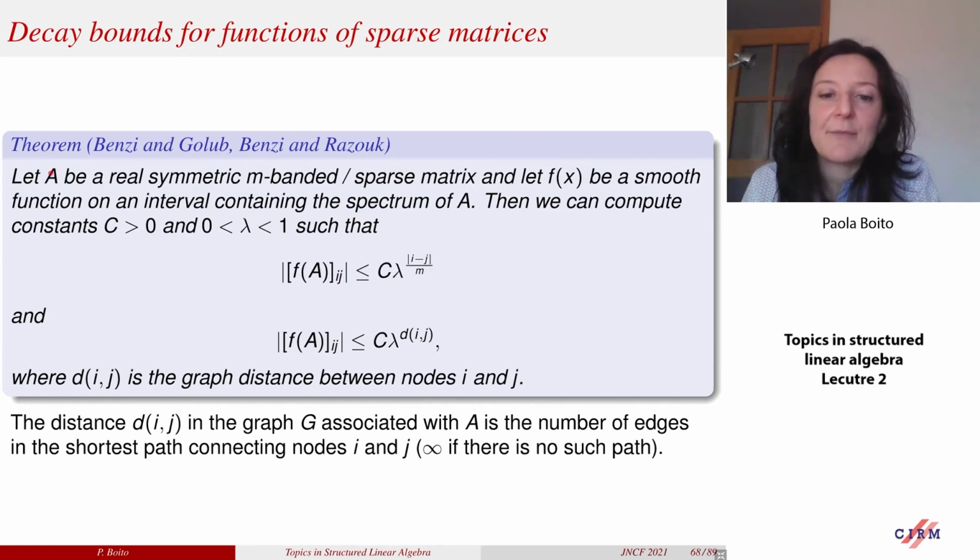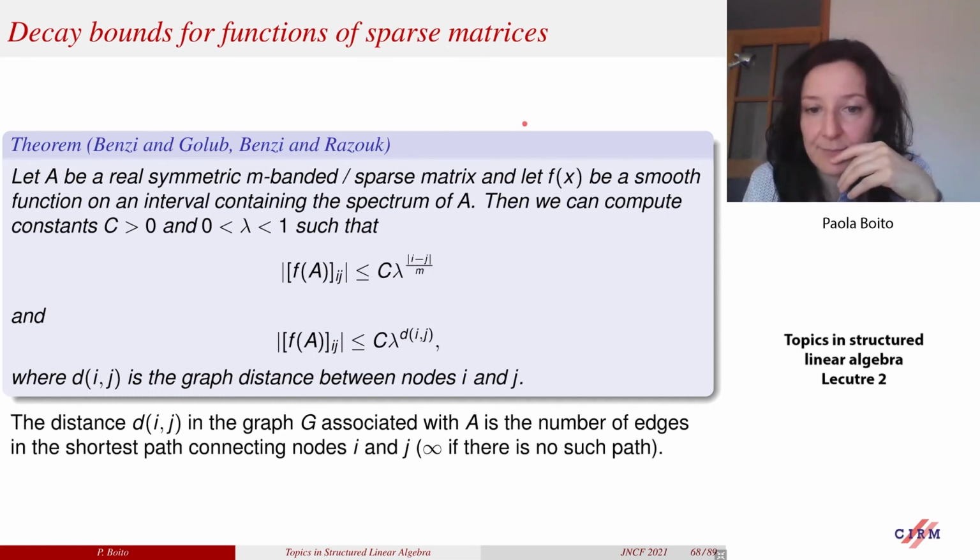This is perhaps a theorem that combines a certain simplicity in the hypothesis and a convincing result in the thesis. Then of course there are many versions of this. Suppose we have a real symmetric, banded, or otherwise sparse matrix, and suppose we have a smooth function defined on an interval containing the spectrum of A. So here we're working on a matrix with a real spectrum, and so the function can just be defined on the real axis, on a segment containing the spectrum.